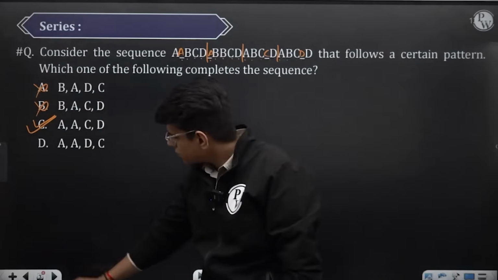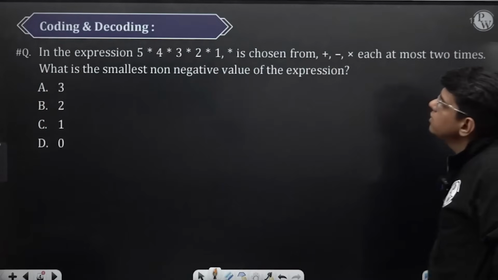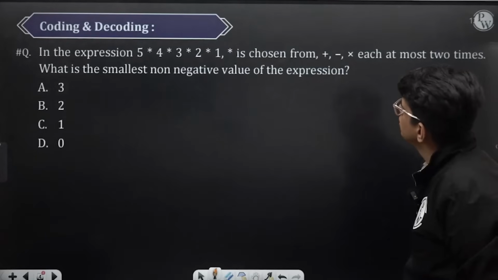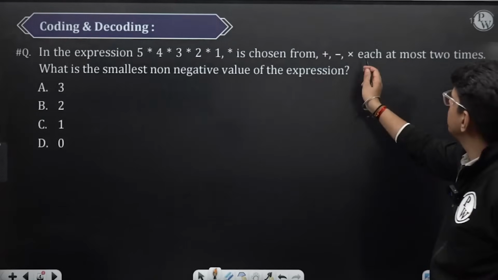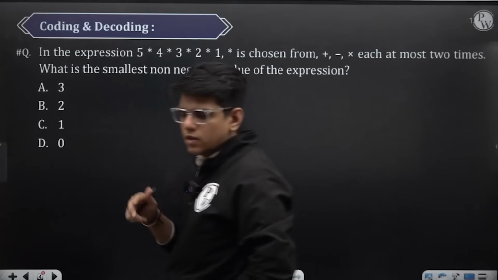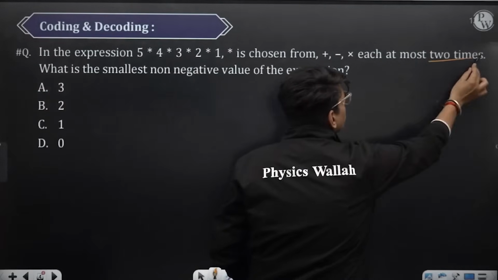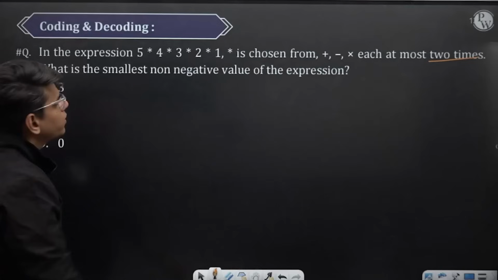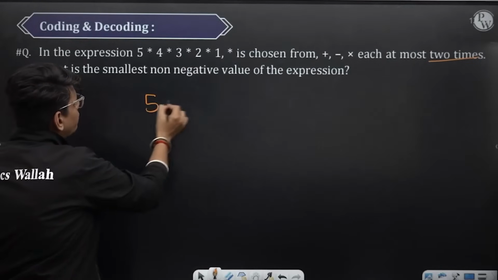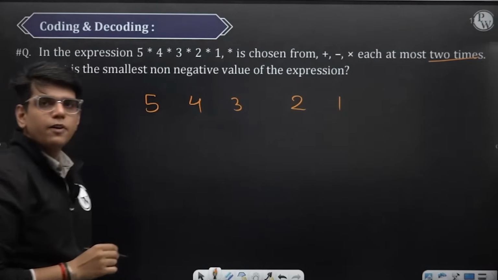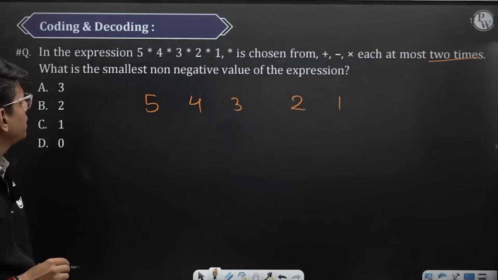Next, in the expression 5 star 4 star 3 star 2 star 1, each star is chosen from plus, minus, and multiplication, where you can use a sign at most 2 times. At most 2 times. So I have to replace these stars with these symbols. What I have to do is find how I can reduce the value of this expression to the minimum possible value.